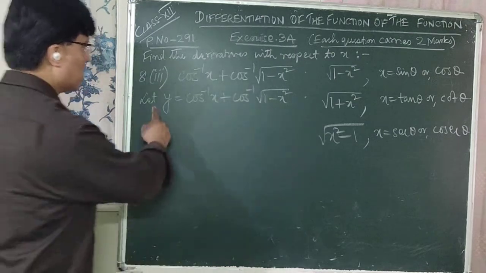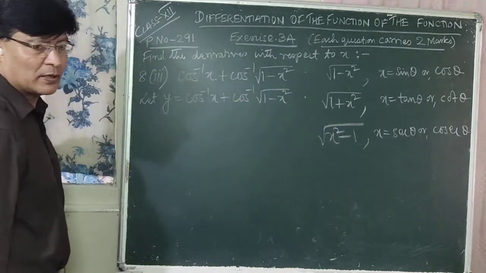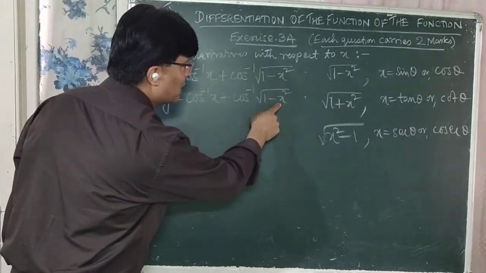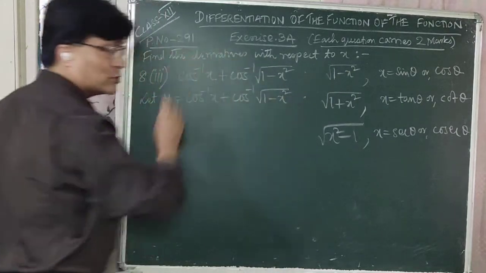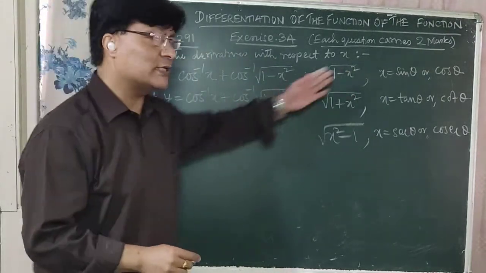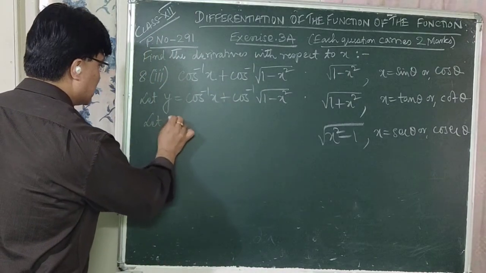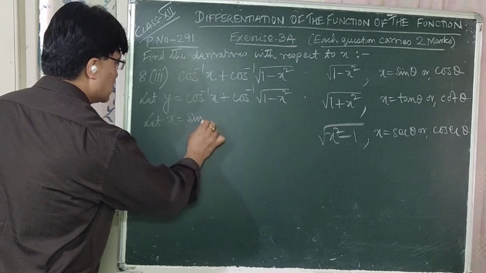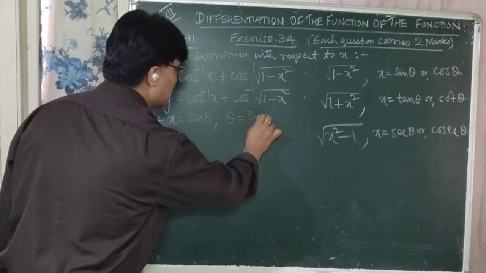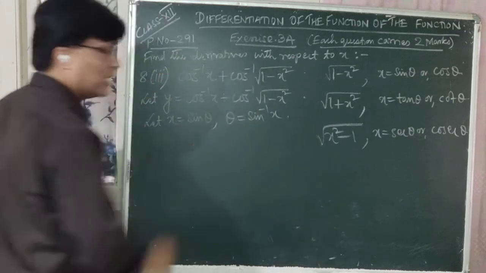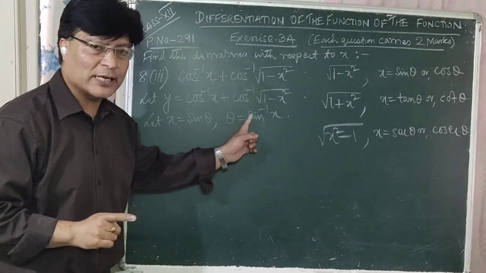So let's do this problem here. Now this is root under 1 minus x squared. You can put here either x is equal to sine theta or cos theta because it is root over 1 minus x squared. So let us put x is equal to sine theta. So let us write, let x is equal to sine theta. Okay. Let us get the value for theta. What is the value for theta here? It is sine inverse x. So in this case, we have got the value for theta. Theta is equal to sine inverse x.